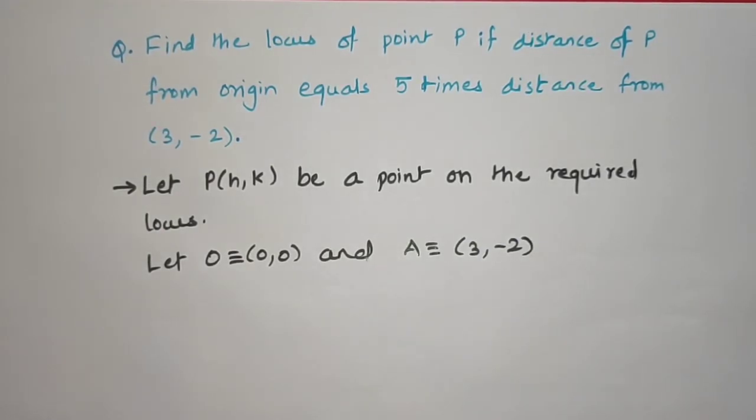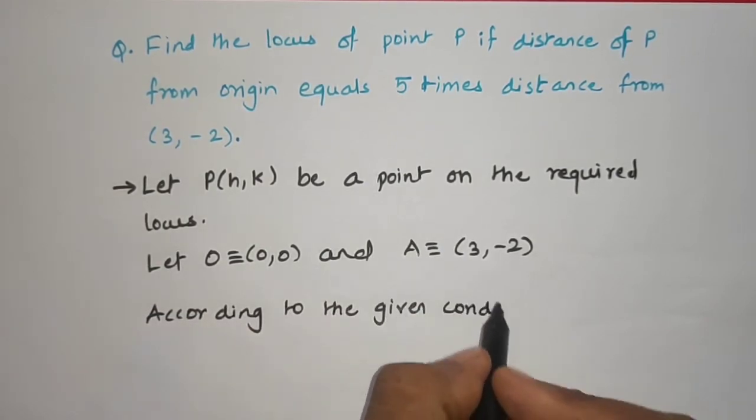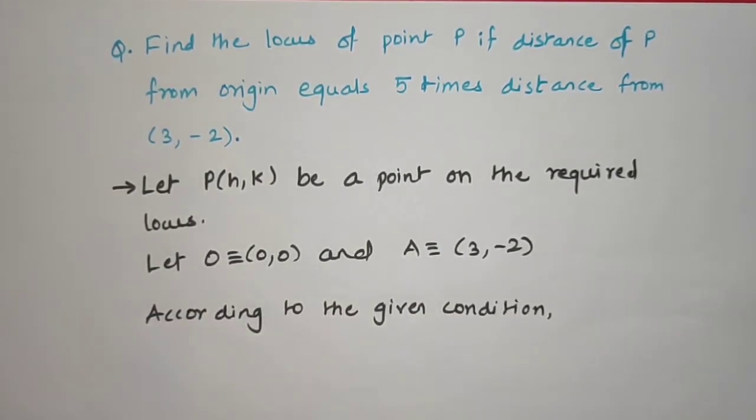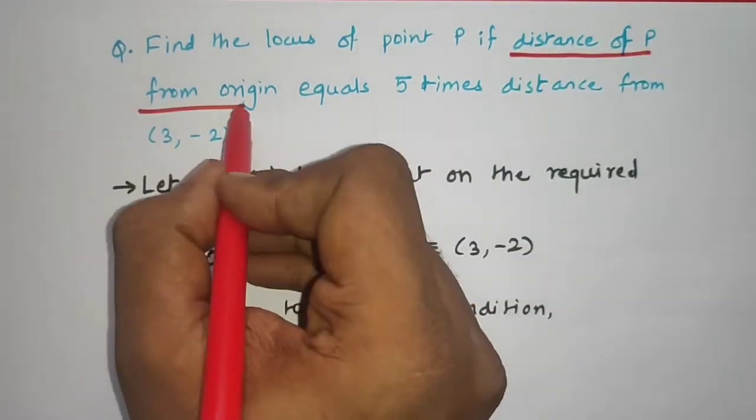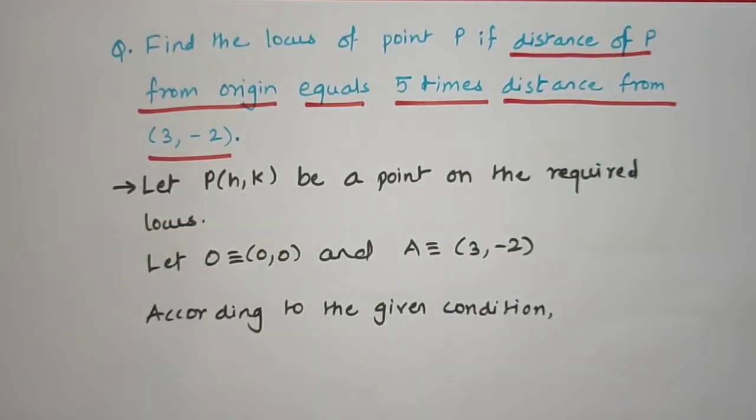Now let us move to the geometrical condition. So according to the given condition, what is the condition? Again, pause the video students. Try to guess it. Now let me just highlight the geometrical condition for you. So the geometrical condition is: distance of P from origin equals 5 times distance of P from (3, -2).